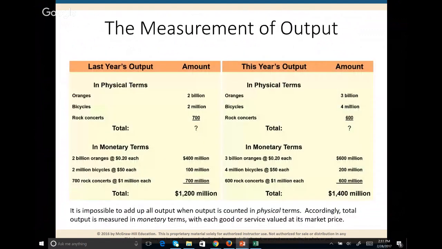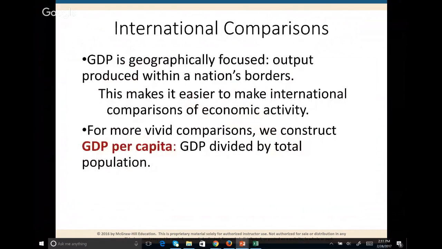Let's see what else you need to know for this. So know what GDP per capita is. Per capita is just your GDP divided by total population. That's your GDP per capita.